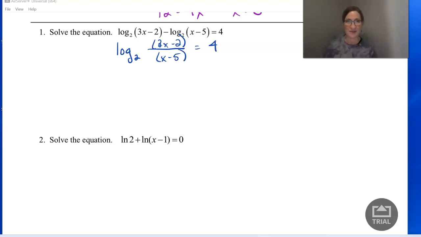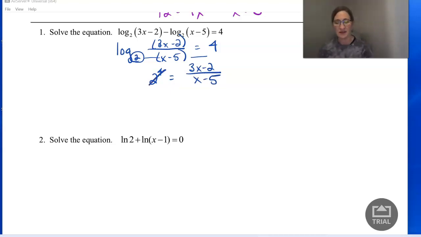My next step is to put this in exponential form. So I'm going to bring this 2 over, so it's going to be the base of that 4. So it's going to be 2 to the 4th is equal to (3x - 2) over (x - 5). Well, 2 to the 4th is 16. So I'm just going to change that to 16.